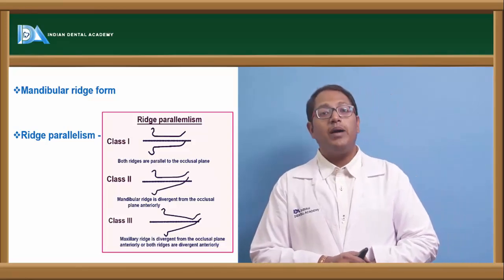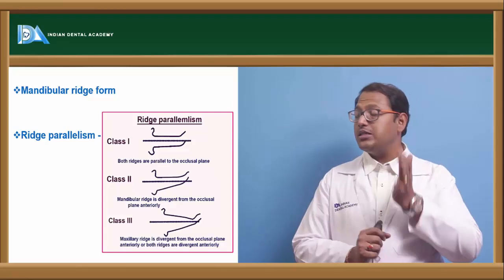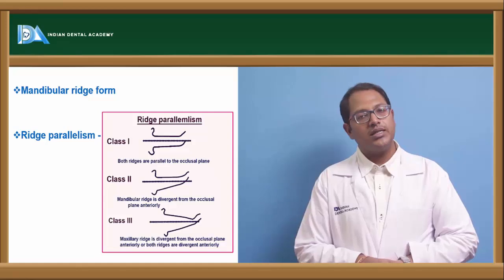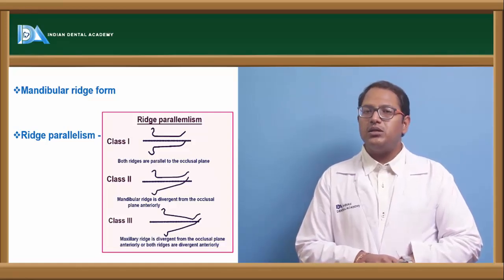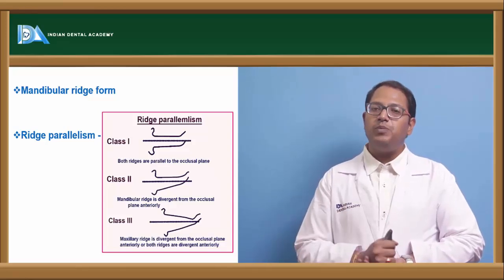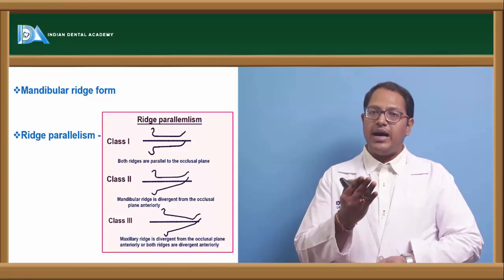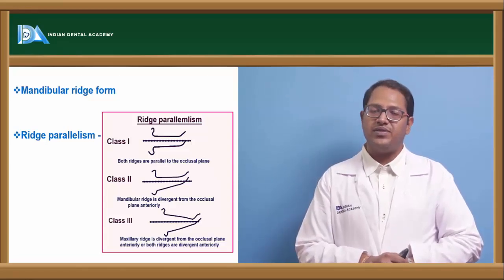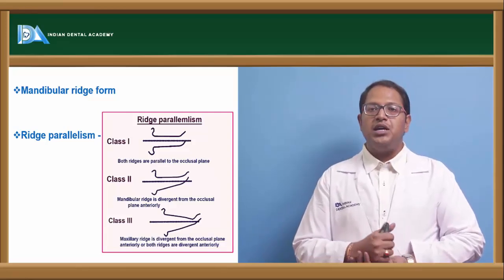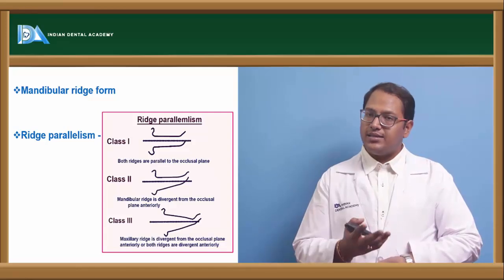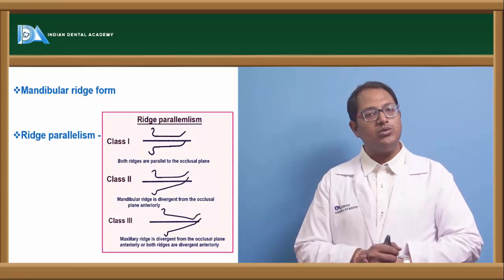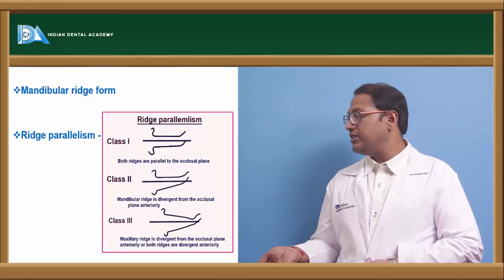Coming to ridge parallelism. What is ridge parallelism? Ridge parallelism can be classified into class 1, class 2 and class 3. What is that based on? What are we going to take as constant? The constant thing that we will take is the occlusal plane. From the occlusal plane, the mandible relation is what we are going to classify accordingly. If the mandible to the occlusal plane is parallel, it is class 1. If the mandible is diverting anteriorly, it is class 2. If the mandible as well as the maxilla, both the arches, are diverting from the occlusal plane, that is class 3 ridge parallelism.